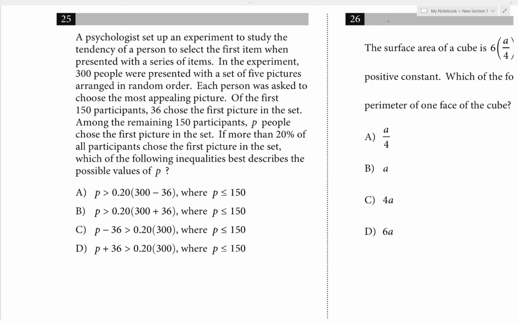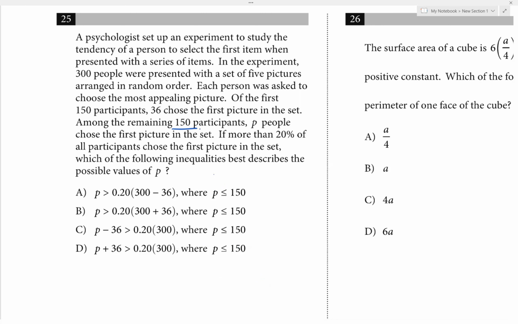So based on that, we had to come up with an inequality to represent the situation. You look at the answer choices, we have some inequalities, and they all say P had to be less than or equal to 150. If you think about the meaning here, because the second group has 150 participants, P had to be less than or equal to that number.